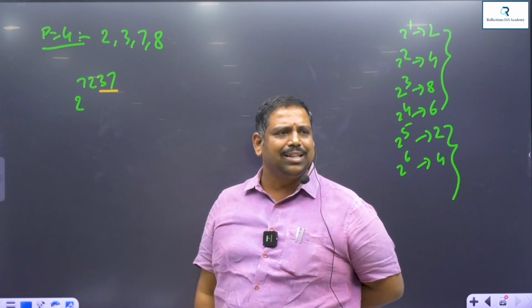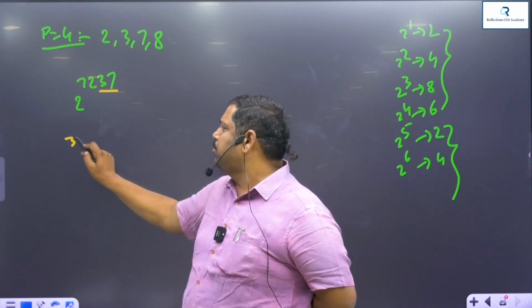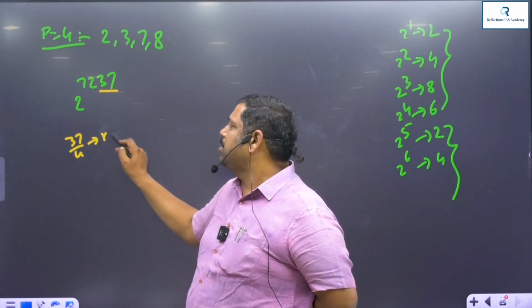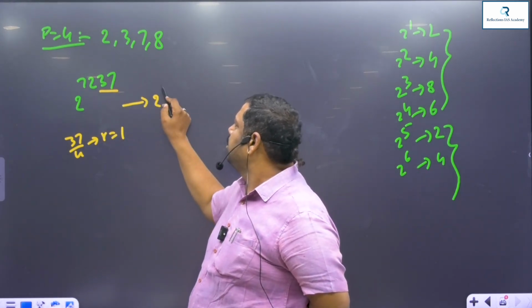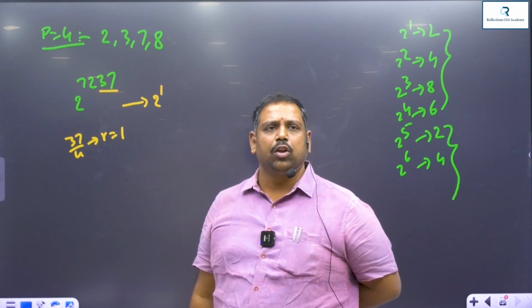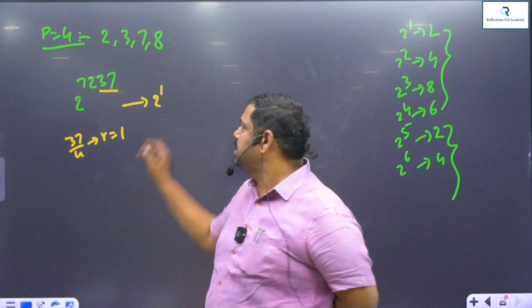The last two digits are 37. 37 divided by 4, how much is the remainder? The remainder is 1. If the remainder is 1, then 2 power 1. What is the units place? 2.